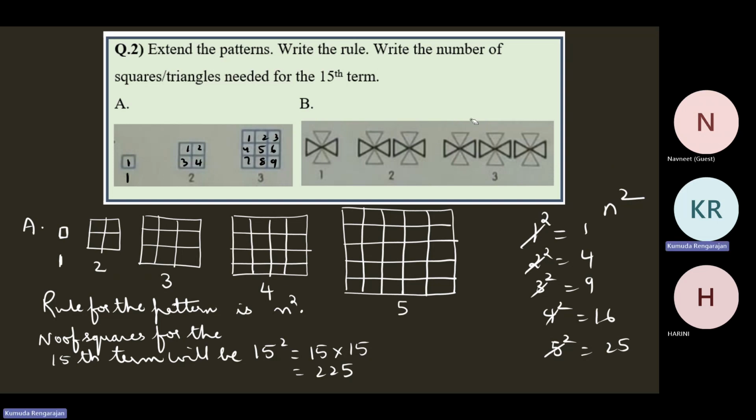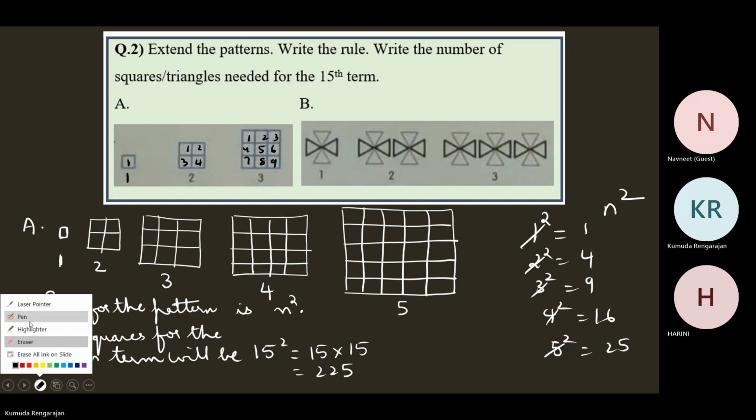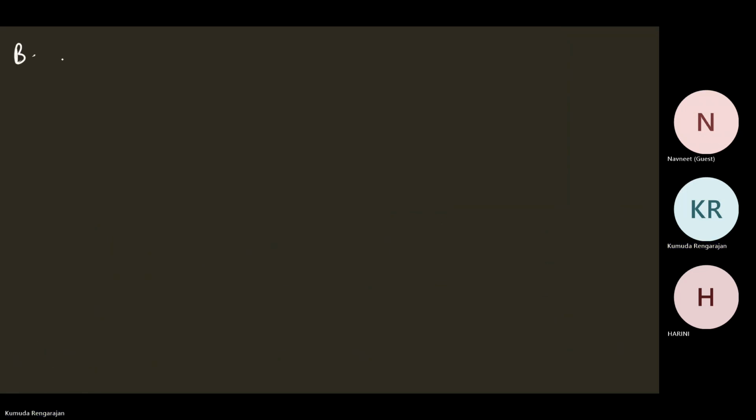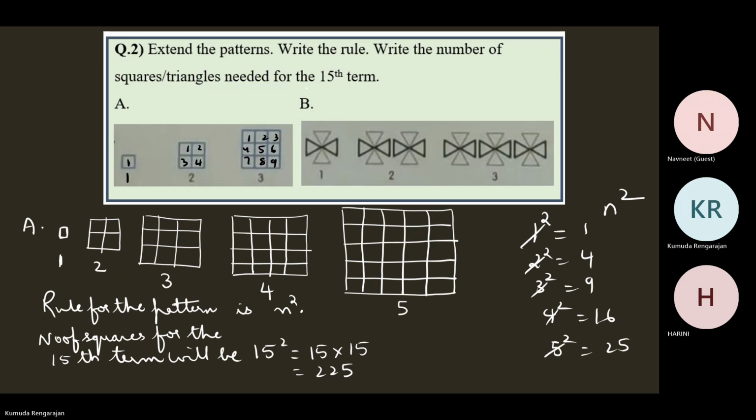Next question is write the rule. Rule for the pattern. The rule is, so how many triangles are there for the first one? In the pattern, the first term has how many triangles?